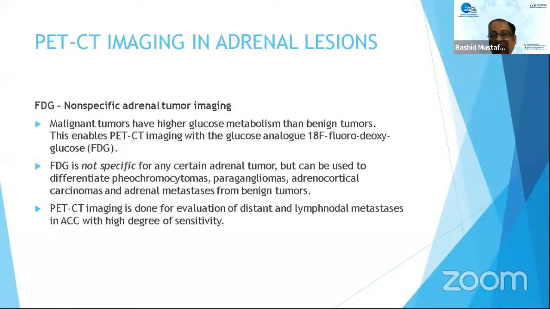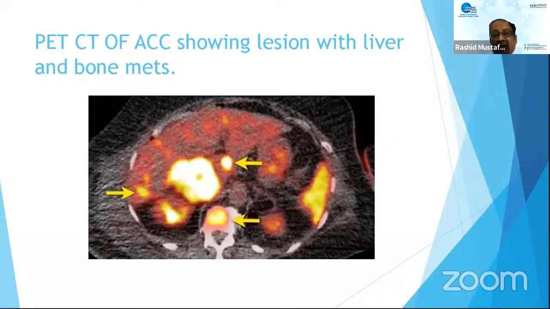PET CT imaging is also helpful in evaluation of distant and lymph nodal metastasis in adrenal cortical carcinomas with a very high degree of sensitivity. An example of an adrenal cortical carcinoma showing distant metastasis into the liver and bony metastasis to the vertebral column. Normal high physiological uptake is seen in the spleen and bowel.